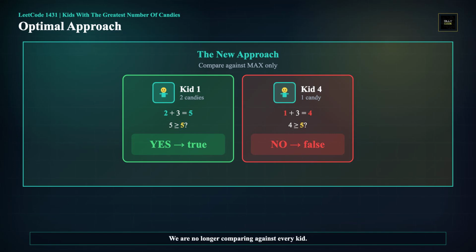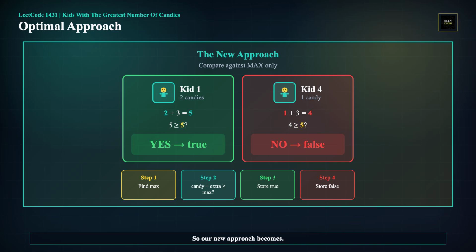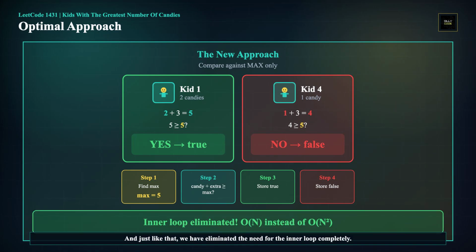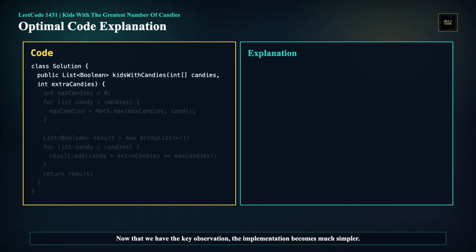Notice what has changed. We are no longer comparing against every kid. We are only comparing against one value, the maximum candy count in the array. So our new approach becomes: first, find the maximum number of candies in the array. Then, for each kid, add the extraCandies. If the result is greater than or equal to the maximum, store true. Otherwise, store false. And just like that, we have eliminated the need for the inner loop completely.